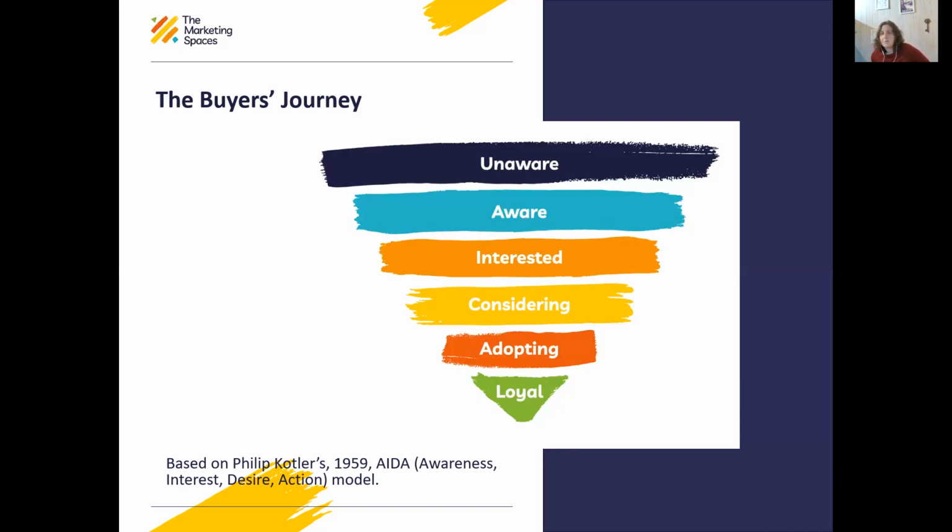Why is this awareness important? Well, it's the first step. If somebody doesn't know that you exist, then they haven't even begun on the journey.